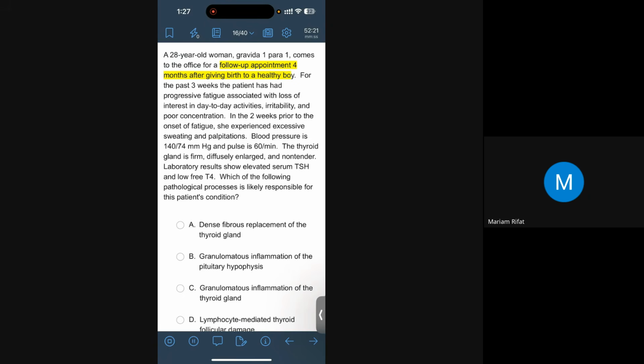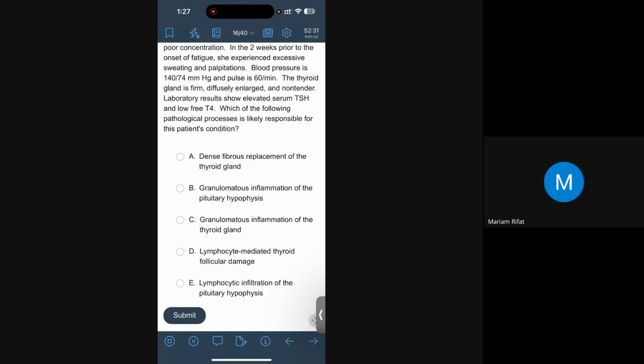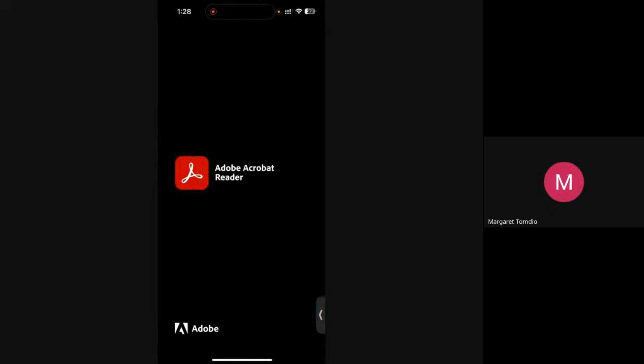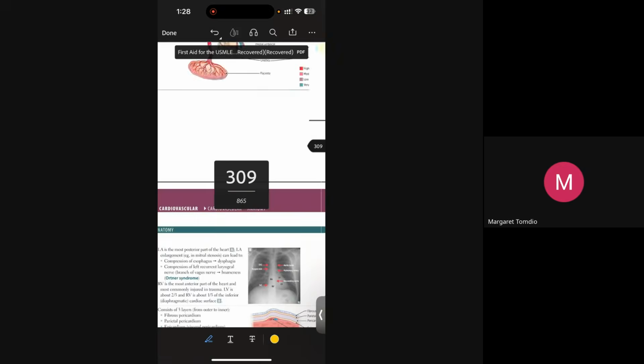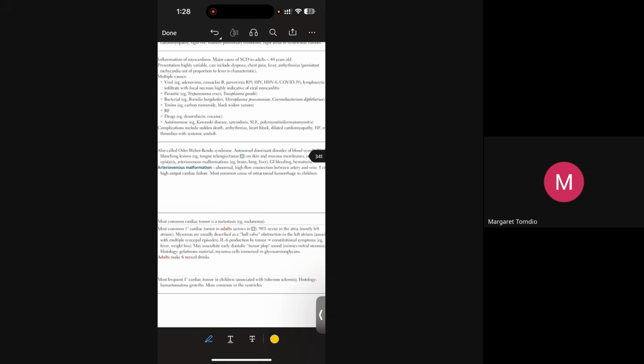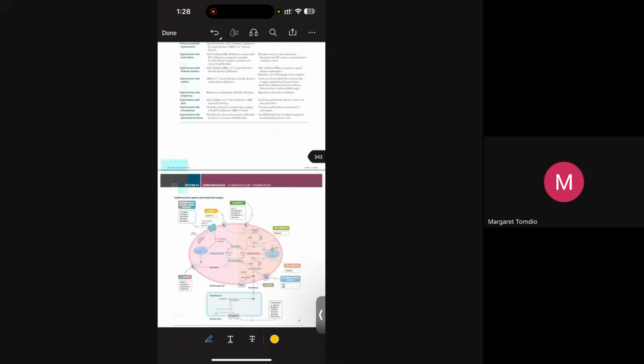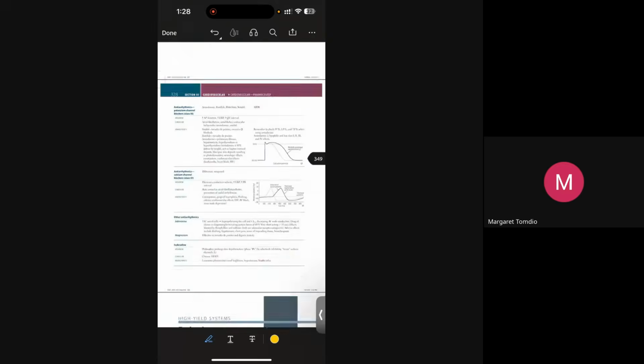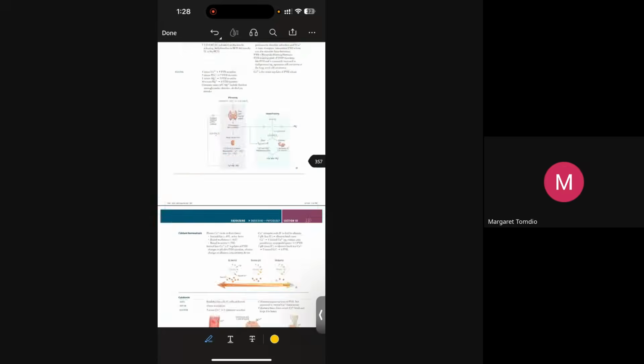So what is the diagnosis here? The diagnosis is postpartum thyroiditis, because the symptoms clearly developed after the postpartum state. In the postpartum state, the patient first develops hyperthyroidism and then hypothyroidism symptoms, which are usually seen in thyroiditis. Postpartum thyroiditis is the answer here.